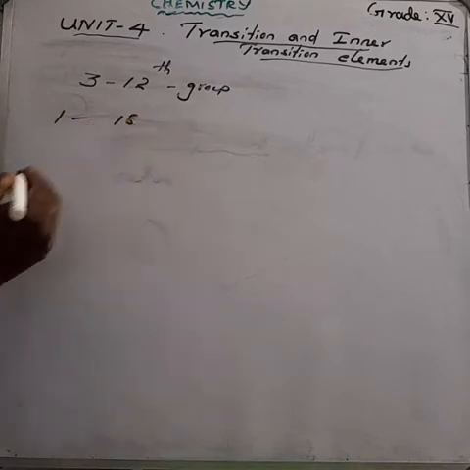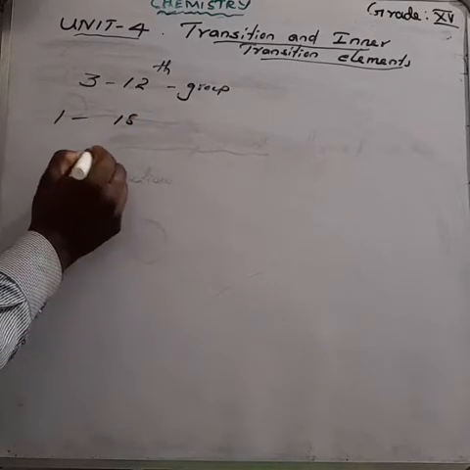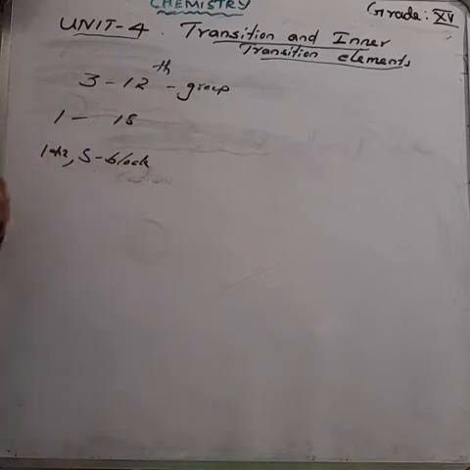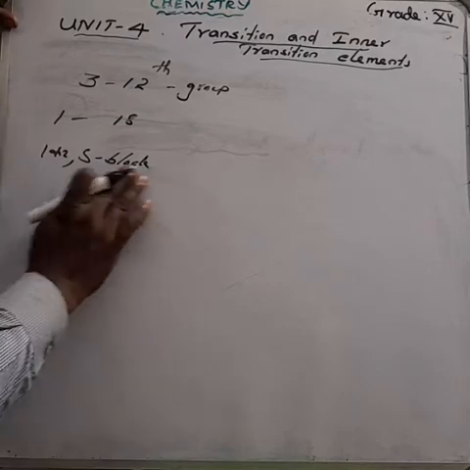The first two groups are called as S block element. The first group, that is starting from hydrogen, lithium, sodium, potassium, rubidium, cesium, francium. These are all S block element. Am I right? And including beryllium, magnesium, calcium, strontium, barium, radium, etc. These are all S block element.